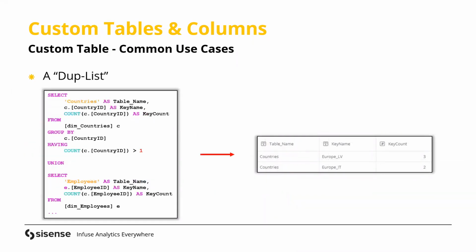Say we did find duplications. The following custom table is an example for how to identify the duplicate keys. Any key shown more than once will be listed in the following custom table.